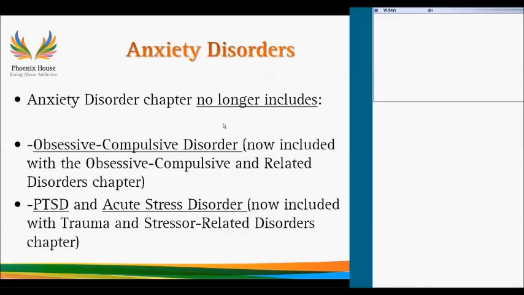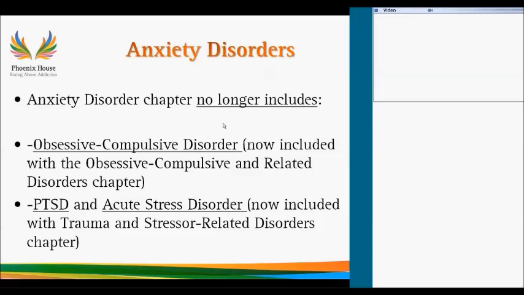Okay. The next chapter is anxiety disorders. I believe I mentioned earlier, when we were going through the brief chapter order, that the anxiety disorder chapter no longer includes obsessive compulsive disorder. Obsessive compulsive disorder is now included in its own chapter of obsessive compulsive and related disorders. That's a chapter I'm not going to go through here. We just clearly don't have enough time to deal with every chapter.